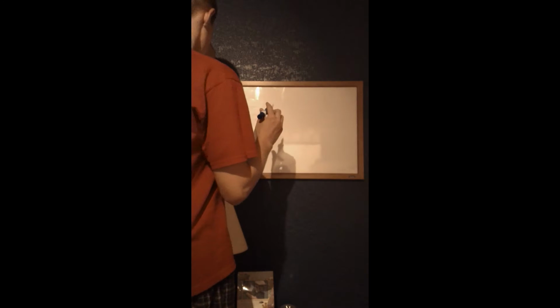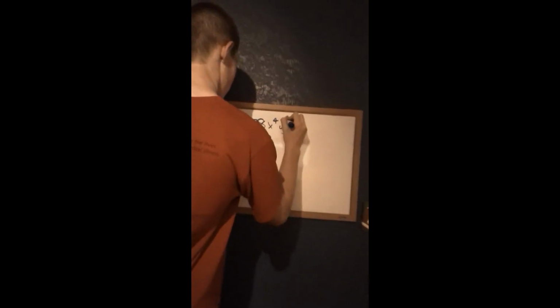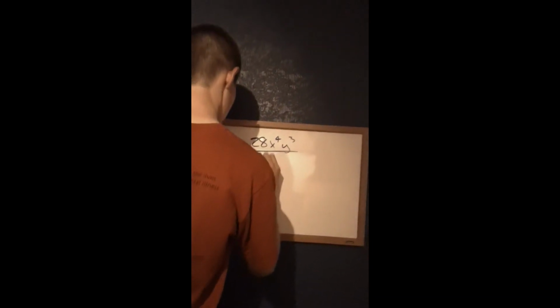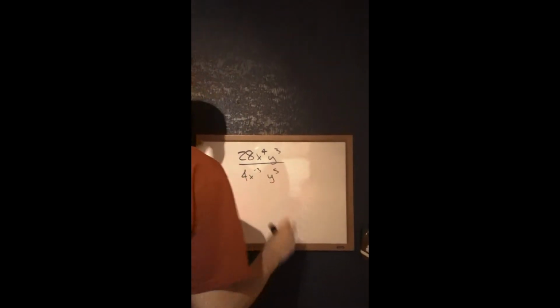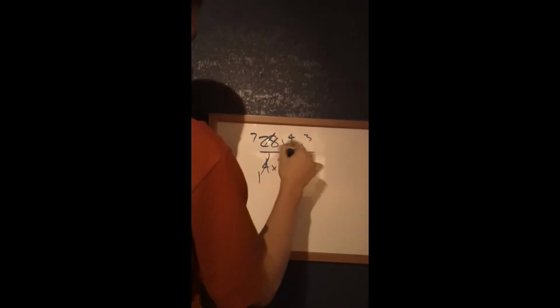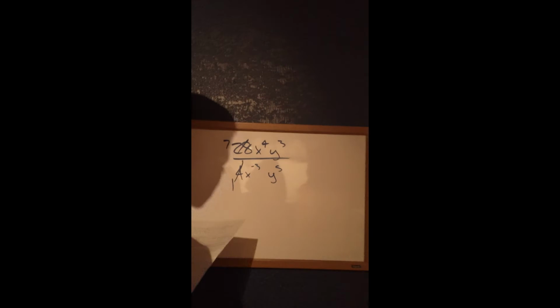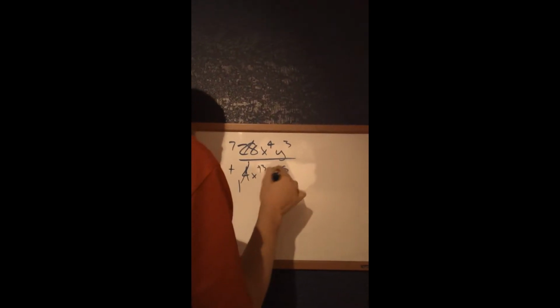Okay, lesson 8.4 is simplifying rational expressions, so we're going to start with something easy. This is monomial expressions, so 28x to the fourth y to the third over 4x to the negative 3 y to the fifth. Now what you're going to do is cancel out the whole numbers. This becomes a 1, this becomes a 7. Now you're going to simplify the exponents, so you're going to subtract them. Subtracting negative 3 is just like adding positive 3, so this becomes 7, and this goes away.